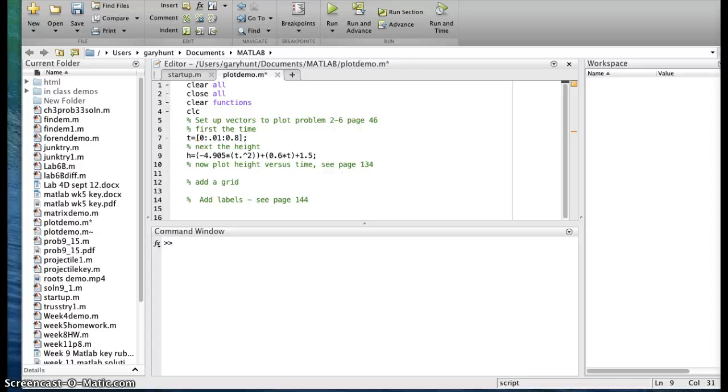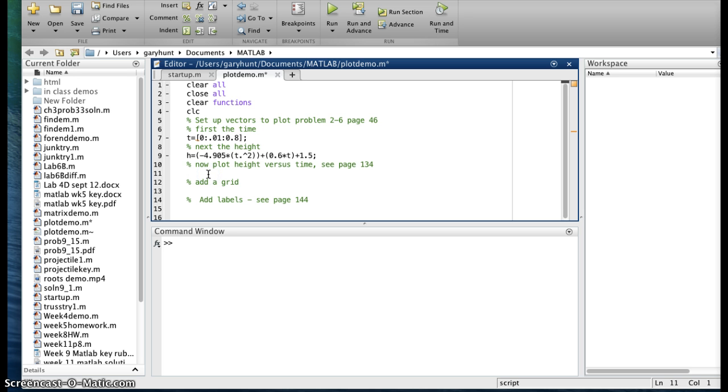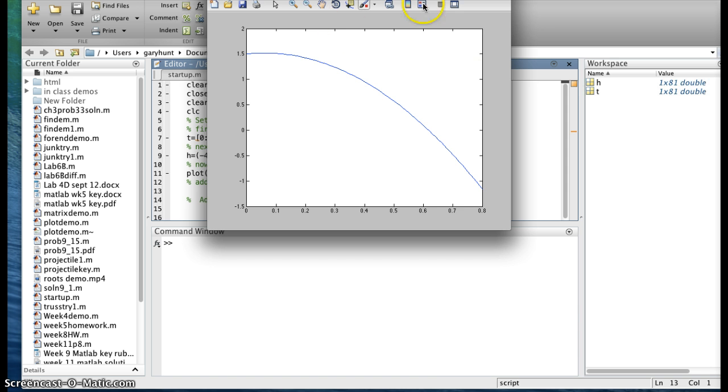So I'm going to do that by looking at this. Now notice the plot command is talked about on page 134 in the MATLAB book. So go to page 134 in your MATLAB book and look at that. But basically, it's plot, and then this is the x-axis, which is the independent variable, and second is the y-axis, the vertical axis, which is the dependent variable. And I'm just going to go ahead and save this guy and run it. Let's see what happens when we do this.